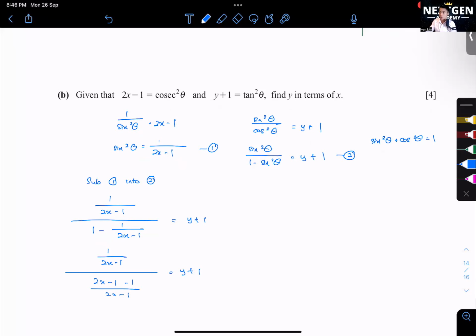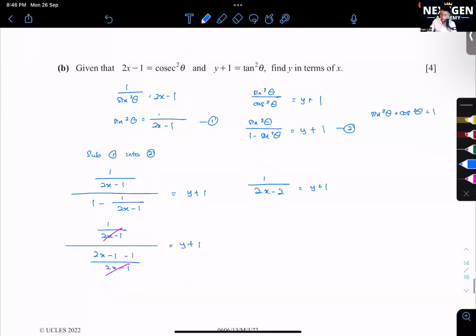Okay, when you get like this, actually here and here can cancel. All right, and then you'll be left with 1 over 2x minus 2 equals to y plus 1. Okay, how did I do that?